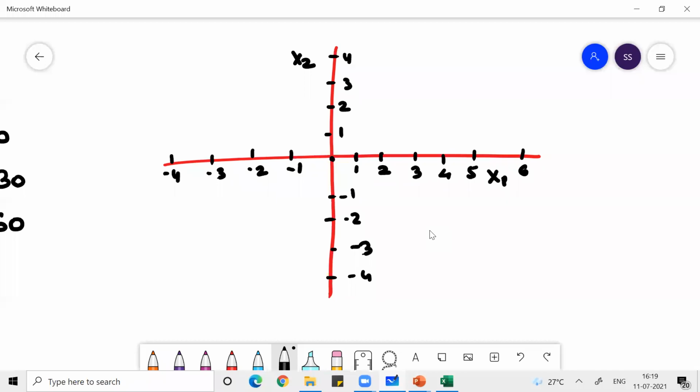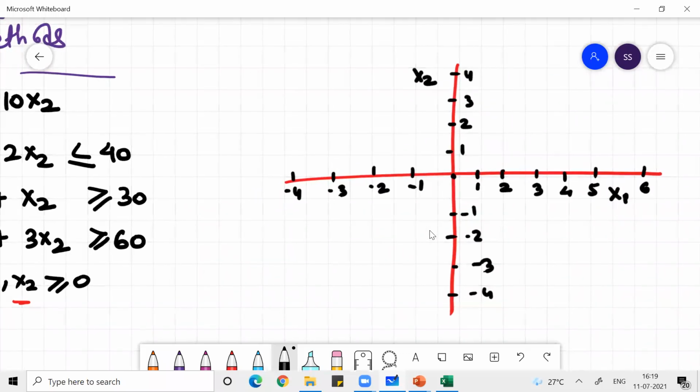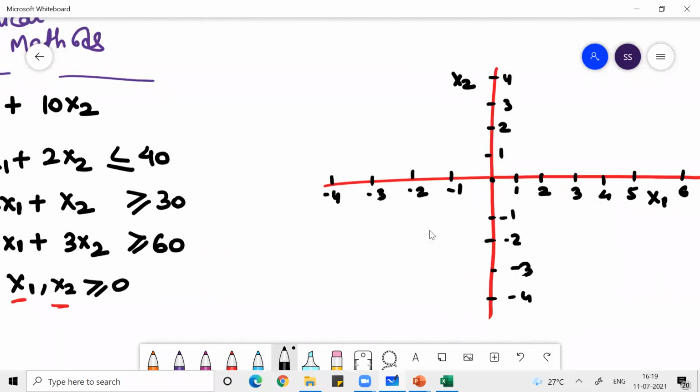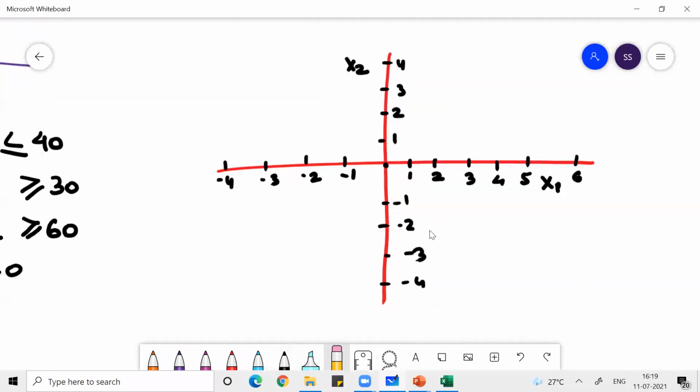It will take time for both of us to understand each other. So the horizontal axis I'll represent with x1, the vertical axis I'll represent with x2. You can do vice versa also. There will not be any change. Now coming back to the problem.